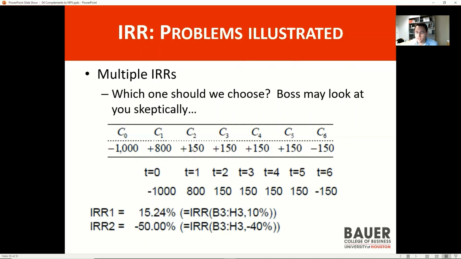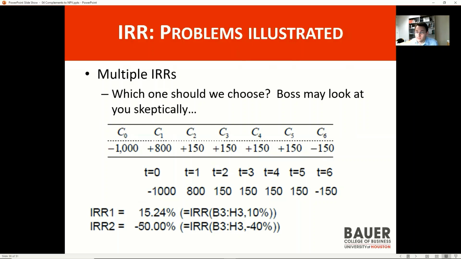And you can just see this with some examples. So here's just a stream of cash flows. You put in $1,000 today, you get $800 at 150, 150, 150, 150, minus 150. You can check this. You can get two separate IRRs that set the NPV here to 0. An IRR of 15.2% works, an IRR of minus 50% also works.